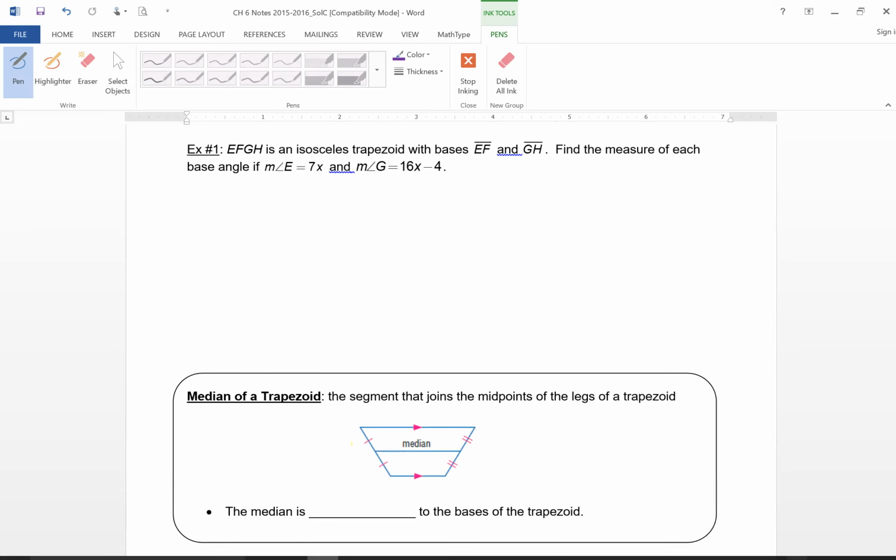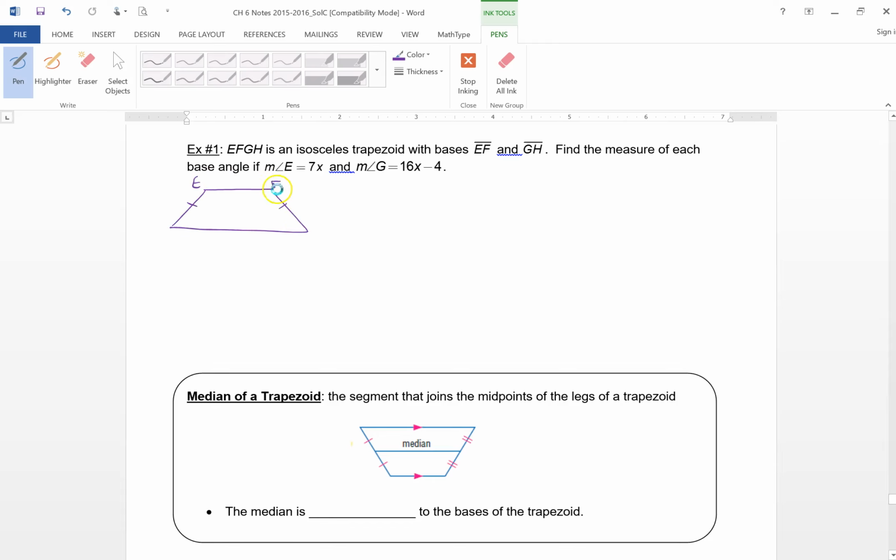So here's an example. It says EFGH is an isosceles trapezoid with bases EF and GH. So if you have to draw one, here's how it would look. Bases EF and GH. Because it's a trapezoid, the two bases are parallel.